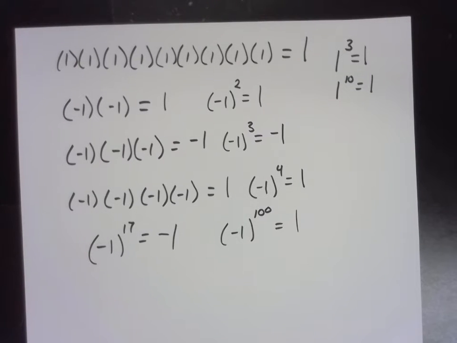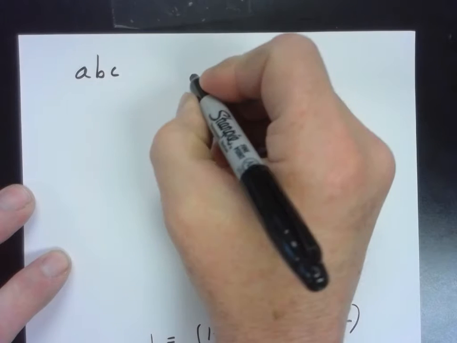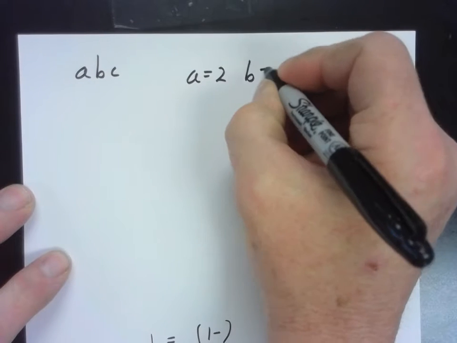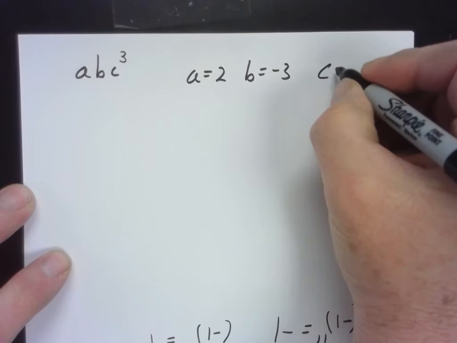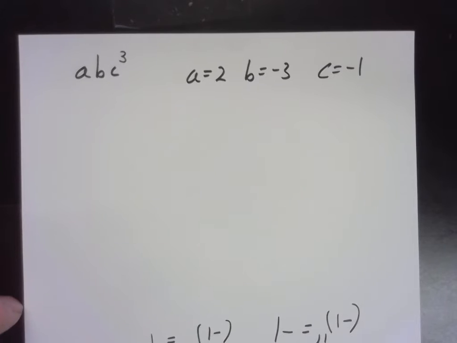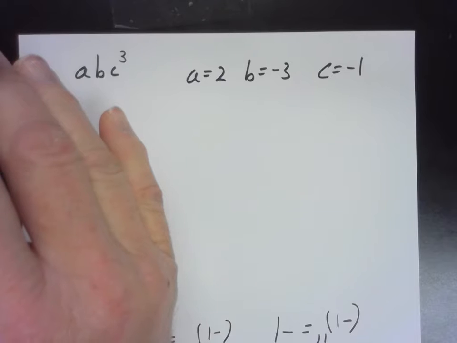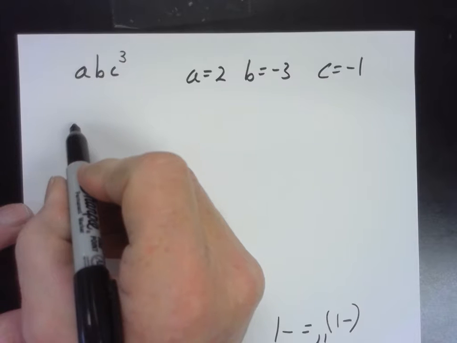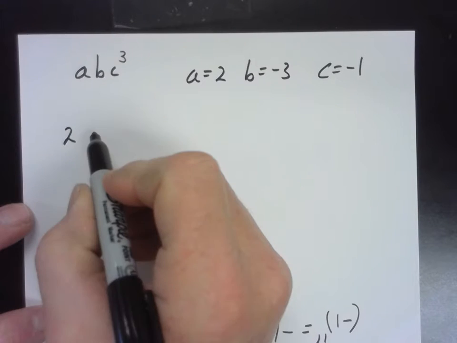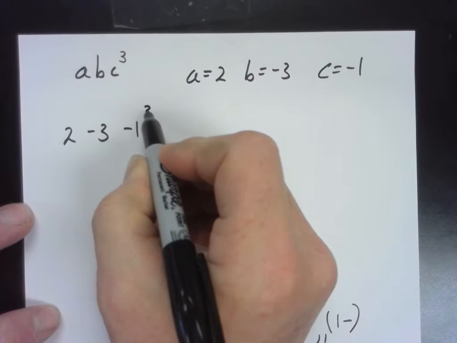Okay. Now, when you have a problem like A times B times C cubed, and maybe A is a 2 and B is a negative 3, and C is a negative 1. What's going to happen if you don't use parentheses when you do your substitution? It's not going to work, is it? Okay. You know, you can't just put a 2 here and a negative 3 for B and a negative 1 for C. Is that going to work?